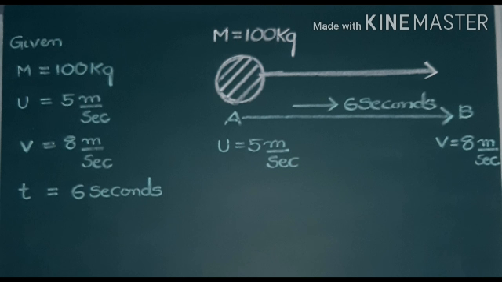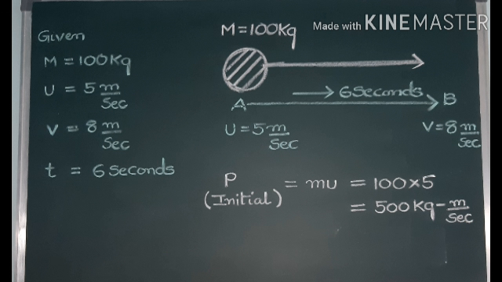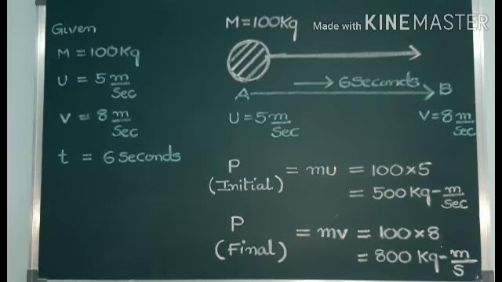And the momentum formula, you know, is the product of mass and velocity. In that way, I am going to calculate the initial momentum, mass into initial velocity. Here mass is 100 and the initial velocity is 5. 100 into 5 equal to 500, and the units of momentum, you already know, are kg meter by second. Now final momentum. What is the final momentum?